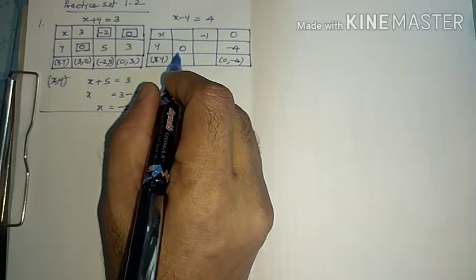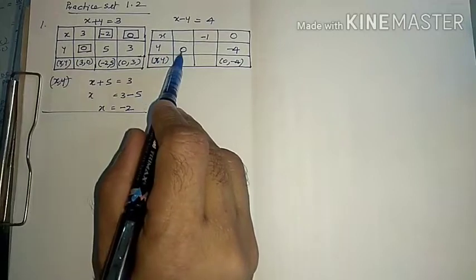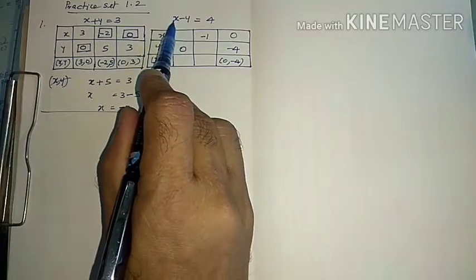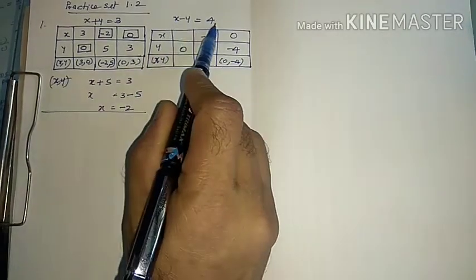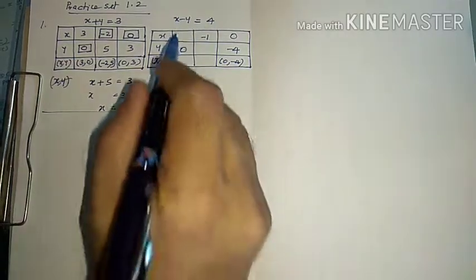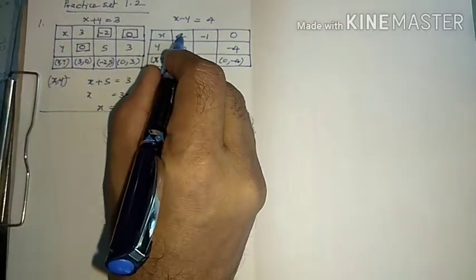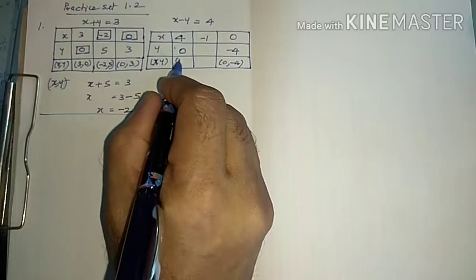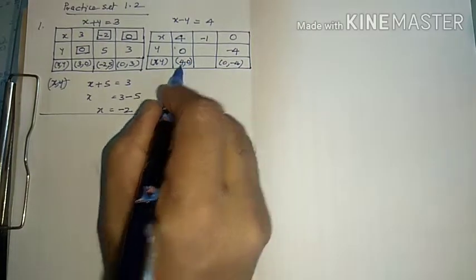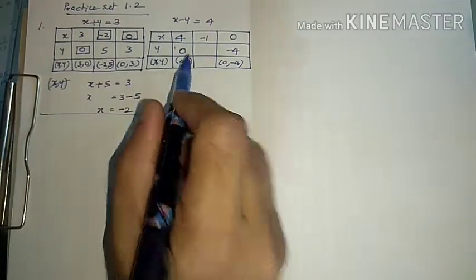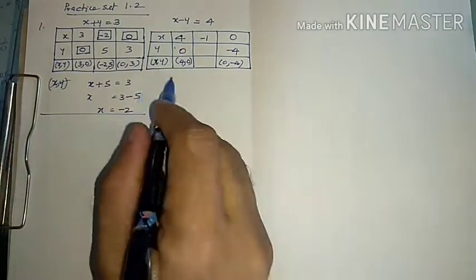And here only this value is given. This is y value 0. Put here 0. So x minus 0 equal to 4. Meaning x is equal to 4. So here it is 4. So this point is x, y: 4, 0. X is minus 1 here.